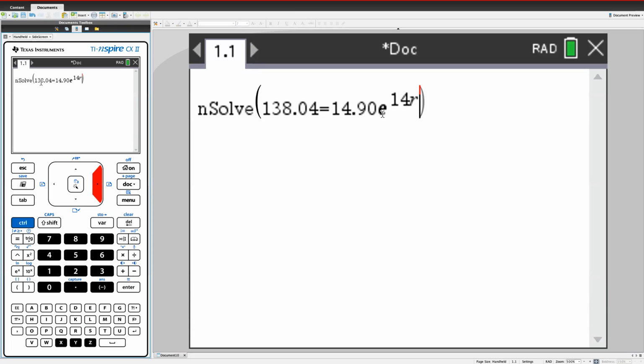Okay, now after you type it all in, before you hit this parenthesis at the very end, you say comma and you tell the calculator what it's solving for. What are we solving for? Are we solving for E? No, we know what E is. We're solving for R. Press enter. 0.15.